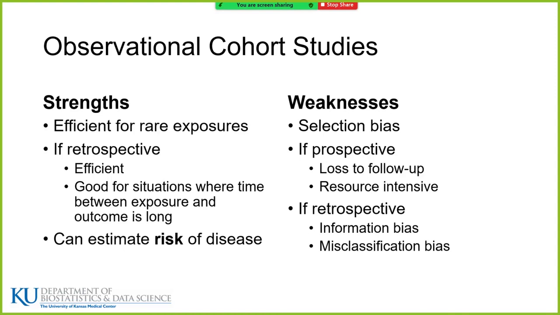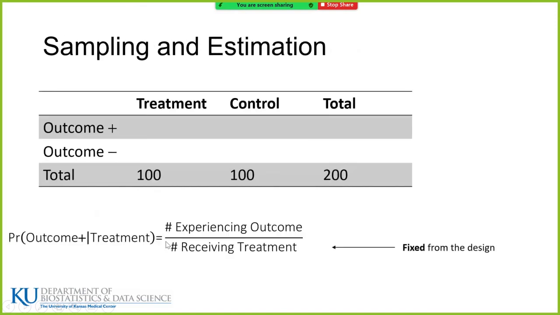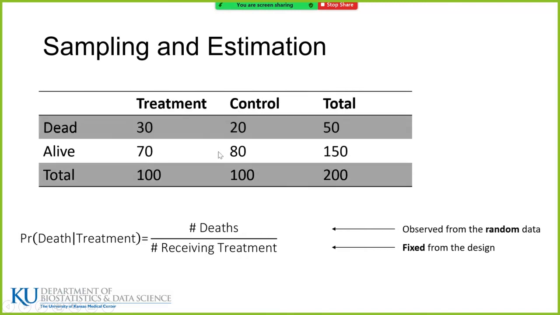So we like to rely on historical data in that case. And of course, they can estimate the risk of disease. What do I mean by that? Remember when I talked about the importance of understanding what is fixed from a study design? It has to do with what you are sampling based on. In this case, we're sampling based on the treatment, right? Either they were exposed or unexposed. Then the random data tells us how many died and how many were alive after a period of time.